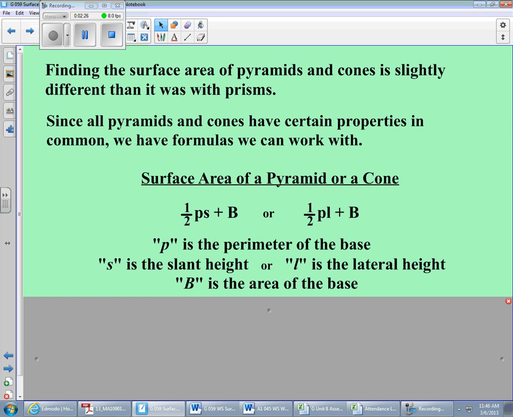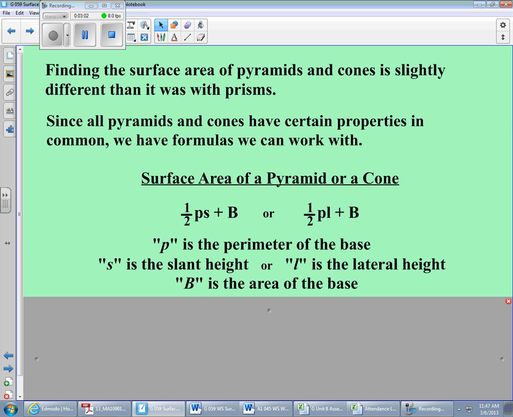Little p represents the perimeter of the base of your figure. So if we are dealing with a pyramid, then we're going to get a polygon of some kind that we'll have to find the perimeter of. Or if we're dealing with a cone, then we're going to have a circle on our base, and we'll have to find the circumference. That's what P is going to be about. Obviously, we've already talked about S and L. Those are slant height or lateral height, whichever vocabulary happens to show up. And big B is the area of your base.